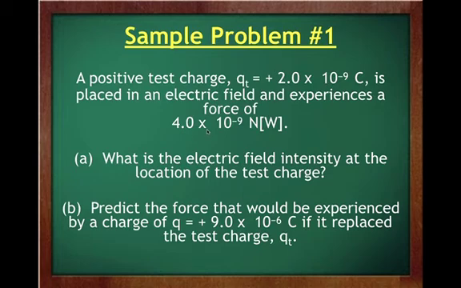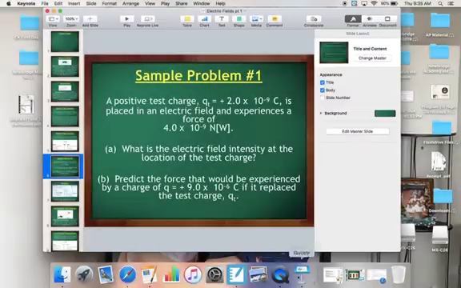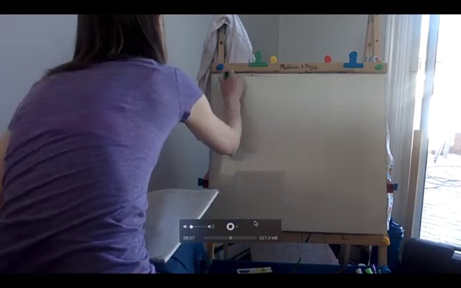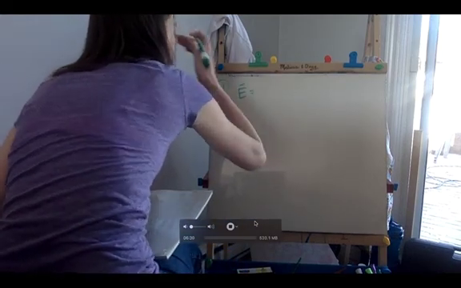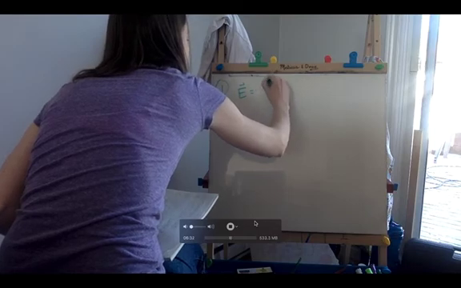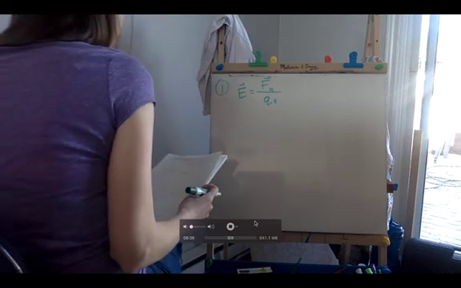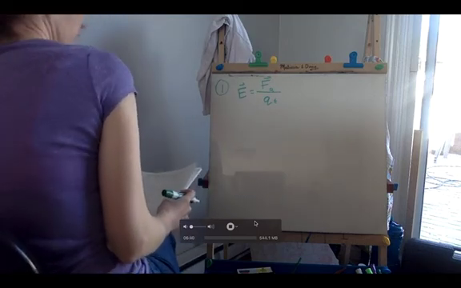What I want you to notice is that this was a positive charge and it's experiencing a force in the western direction. So because this was a positive charge experiencing a force to the west, the electric field intensity will also be to the west. Let's solve that one using that quick formula. Our formula was that our electric field intensity is equal to the force divided by the actual charge.